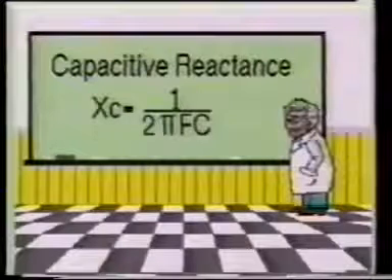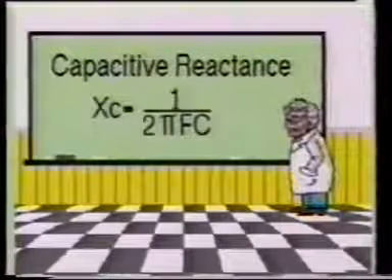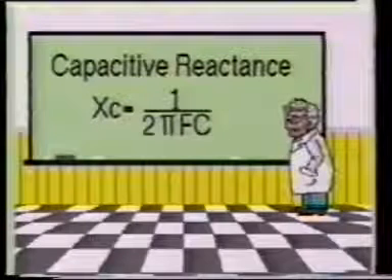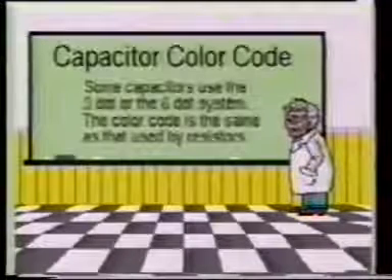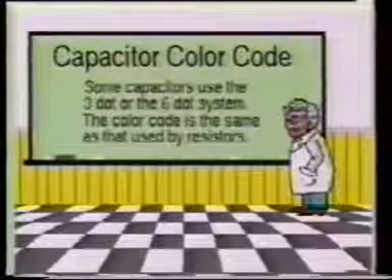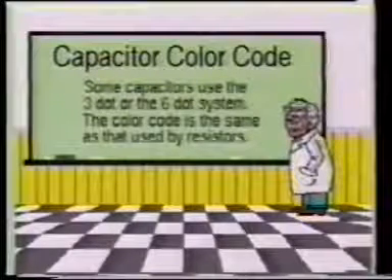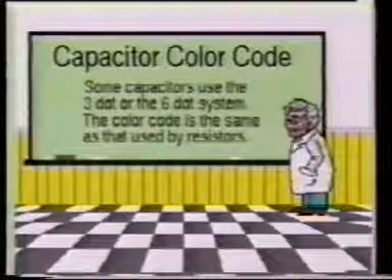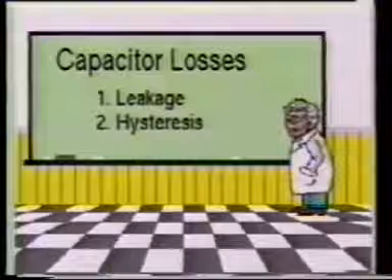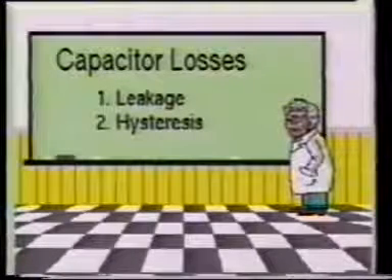You have also seen that the capacitive reactance of the capacitor depends on the capacitance of the capacitor, as well as the frequency of the signal being applied. Some capacitors are also color-coded using either the 3-dot or the 6-dot system. The colors in the color code are the same ones used for the resistor color code. Capacitors also have losses. The 2 most common are leakage and hysteresis.